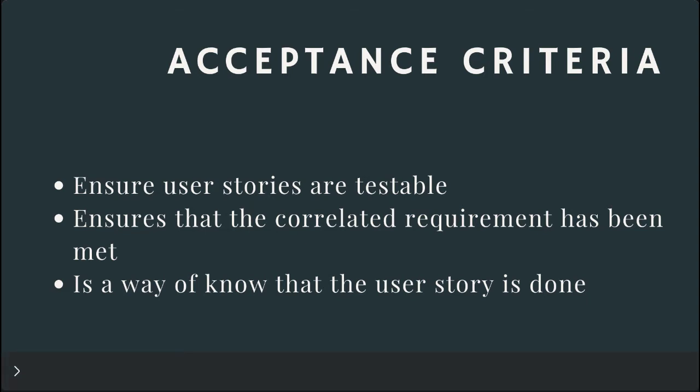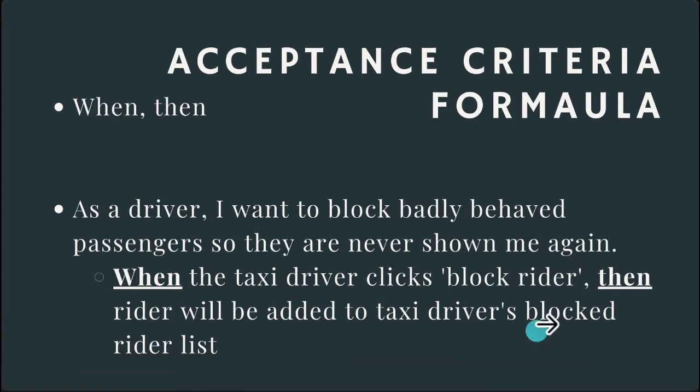So let's jump over here to the next slide. Let's see an example. First of all, we will be using the when-then format. So, as a driver, I want to block badly behaved passengers so that they are never shown to me again. An example of the acceptance criteria: notice we have an indented line here. It says, when the taxi driver clicks block rider, then that rider will be added to the taxi driver's blocked rider list.